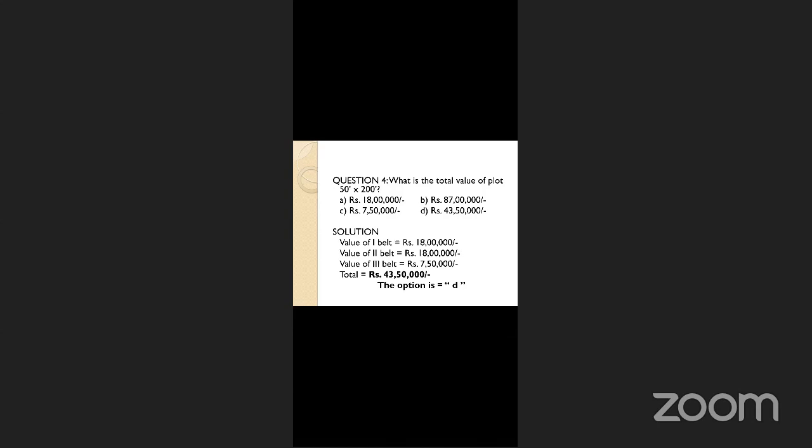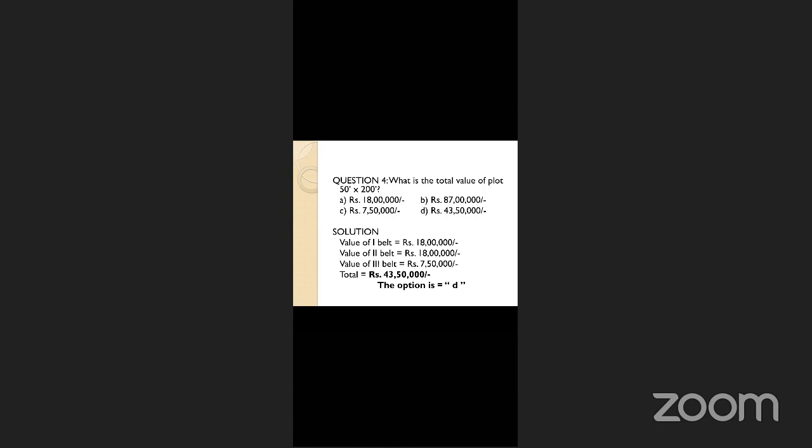Don't take 50% of the second belt. It is again 50% of the first belt. So half of it. The first belt is 600, so take half of it, 300. So the value of the third belt is 2500 into 300. So you will get 7.5 lakhs. Option C. Okay. This is the third question.